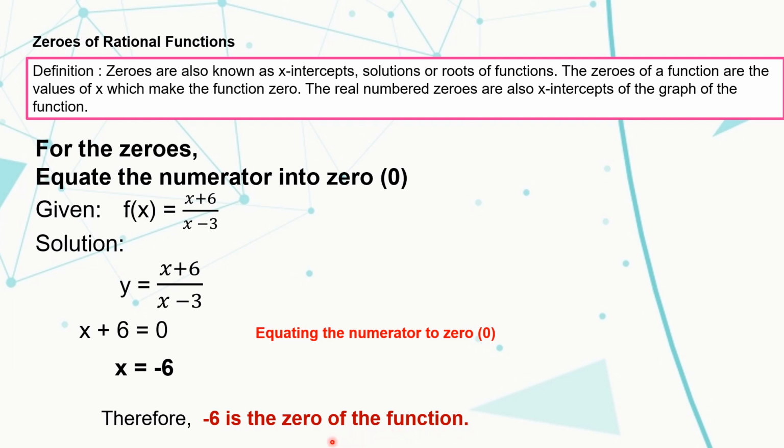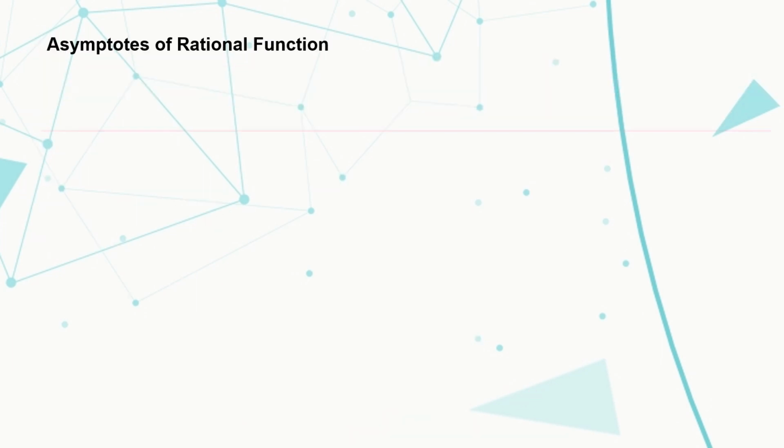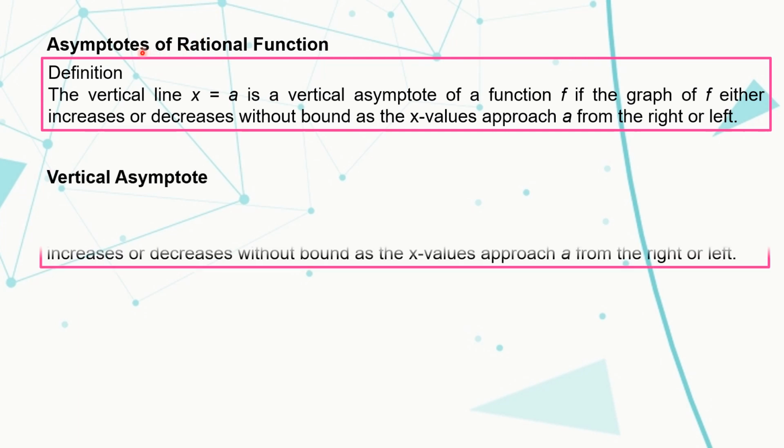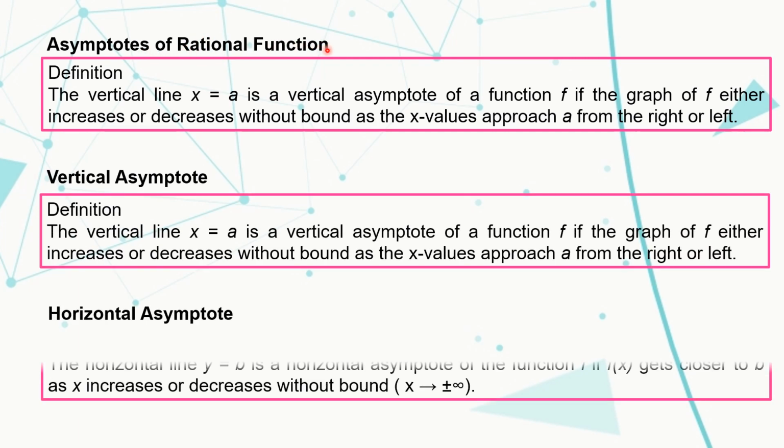So, as you can see, pareho lamang yung nakuha nating x-intercepts kanina, which is negative 6, sa zero natin ngayon na negative 6. Now, let's proceed to the asymptotes of rational function.